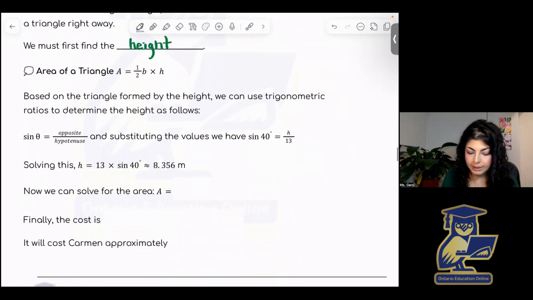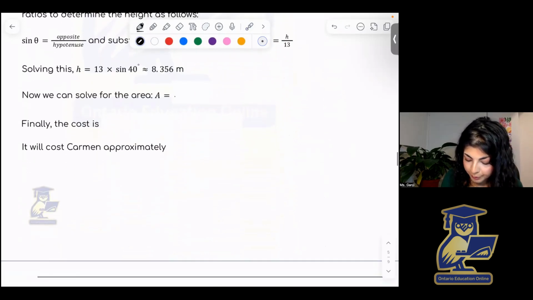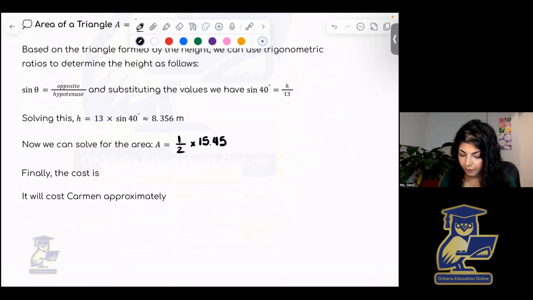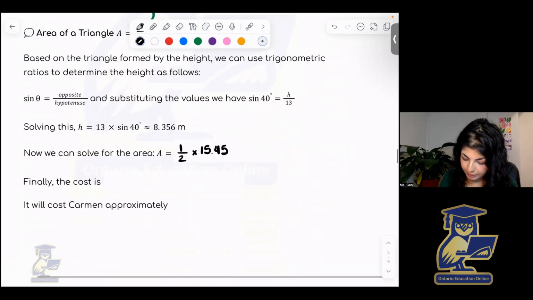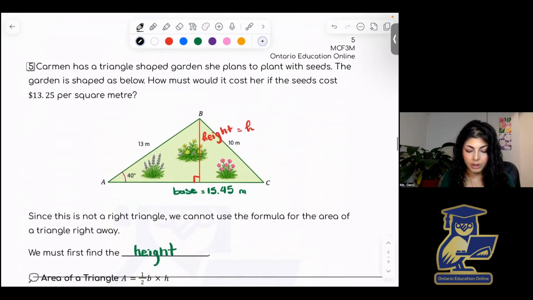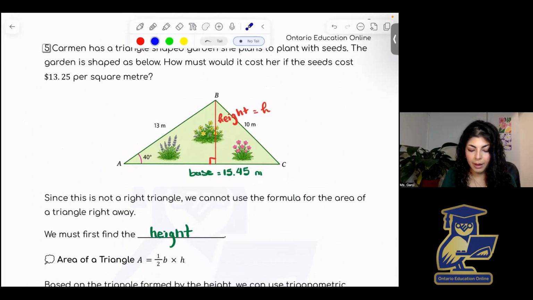So remember, area is half of the base times the height. So in this case, 15.45 times the height, which was 8.36, let's say. And this is going to produce approximately 64.58 meters squared.